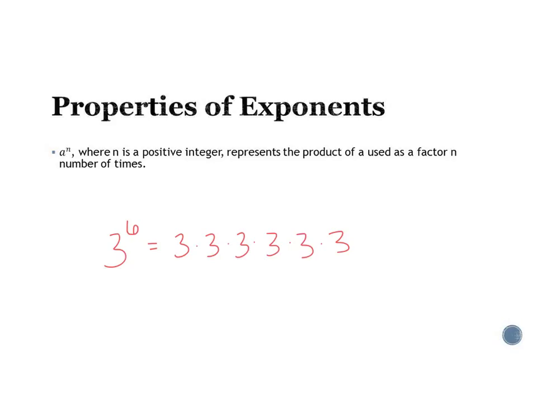So keep in mind when you multiply, these are called your factors. So 3 is a factor 6 times. That would be the difference between exponent form and just written as multiplication.